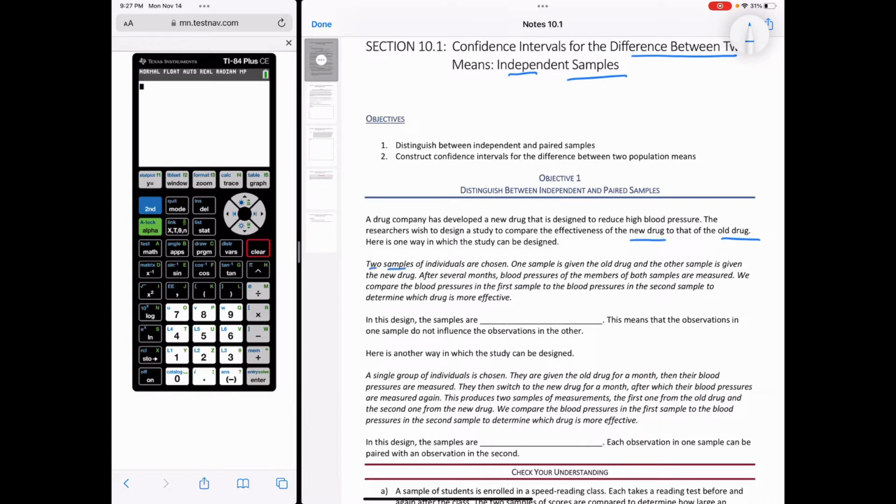Two samples of individuals are chosen. One sample is given the old drug and the other sample is given the new drug. After several months, blood pressures of the members of both samples are measured. We compare the blood pressures in the first sample to the blood pressures in the second sample to determine which drug is more effective. In this design, the samples are independent.